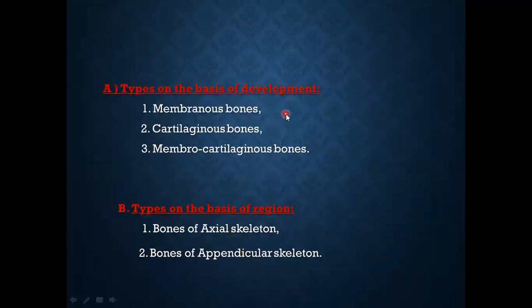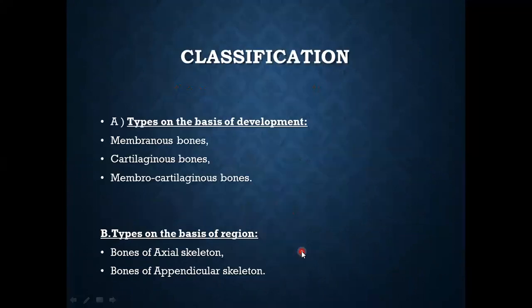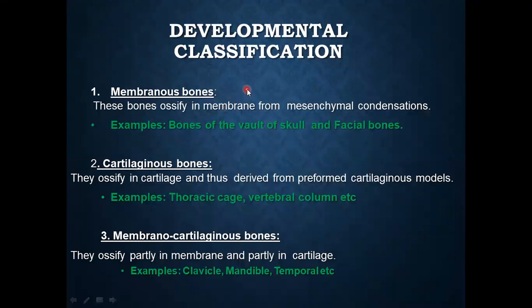The types on the basis of development include membranous bones, cartilaginous bones, and membranocartilaginous bones. The types on the basis of region include the bones of the axial skeleton and the bones of the appendicular skeleton. The classification includes the types on the basis of development, which includes again the membranous bones, cartilaginous bones, and membranocartilaginous bones.